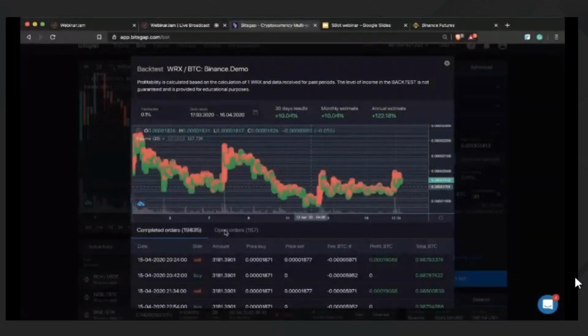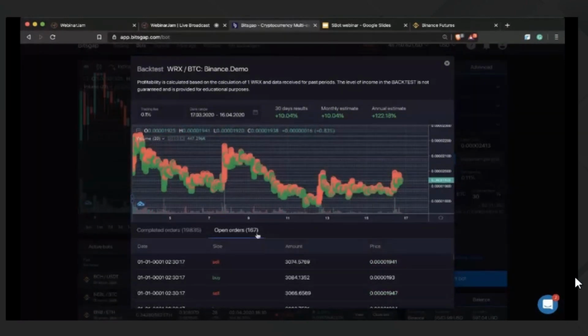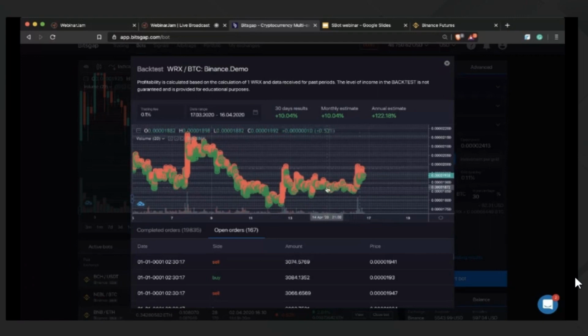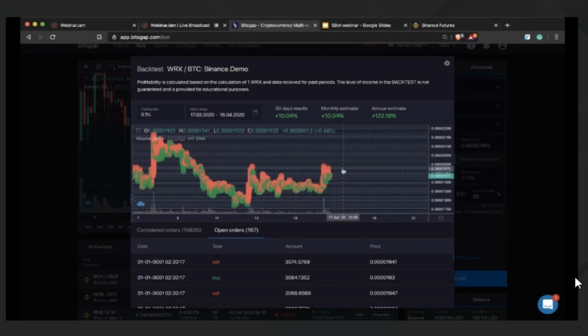And as you can see, not only does it show the historical performance, all right, it is the online backtesting. That means that it takes into account current data, so that if you open the Bitsgap platform, let's say tomorrow or the day after tomorrow, you will always see the relevant backtest result. And that is why the bot right now, in this case, in backtesting, has open orders.